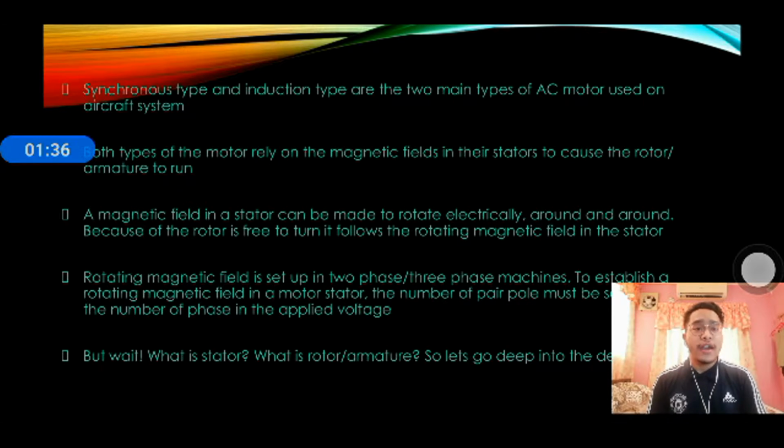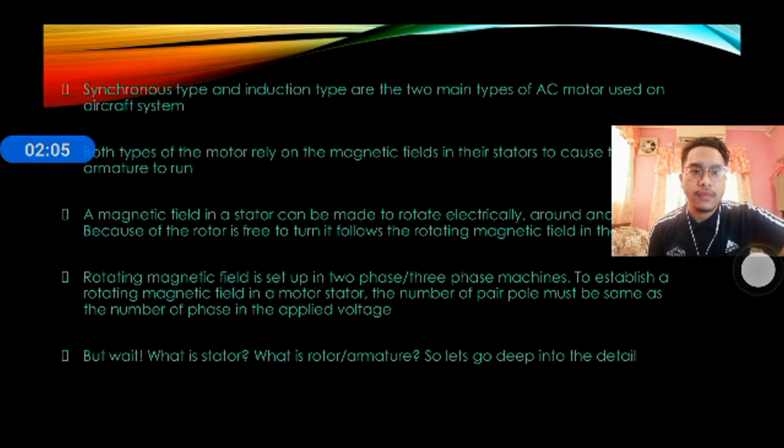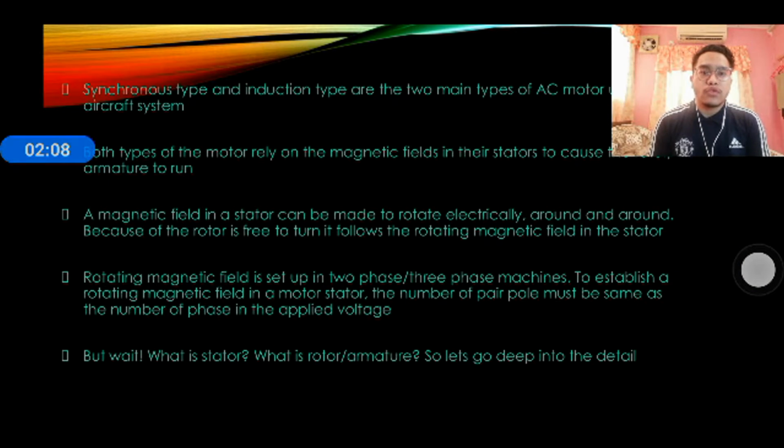Both types of motor rely on the magnetic fields in their stator to cause the rotor or armature to run. A magnetic stator can be made to rotate electrically around and around. Because of this, the rotor is free to turn and follows the rotating magnetic field in the stator. A rotating magnetic field is set up in two-phase or three-phase machines. To establish a rotating magnetic field in a motor stator, the number of pair poles must be the same as the number of phases in the applied voltage.